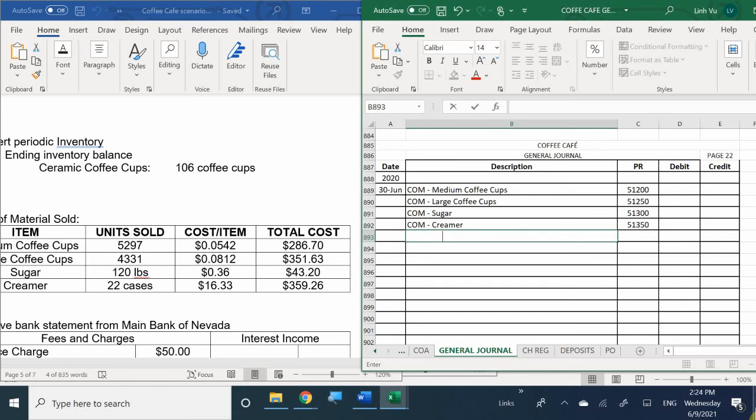So in this case, right, we're calculating the cost of material. If I sold a total of 5,297 medium coffee cups, where should I take that out from? We haven't purchased it. Okay, so in this case, we've already purchased it. Now we used it.